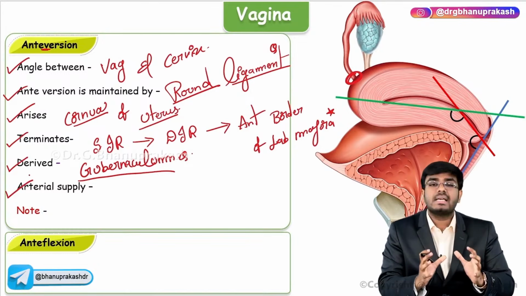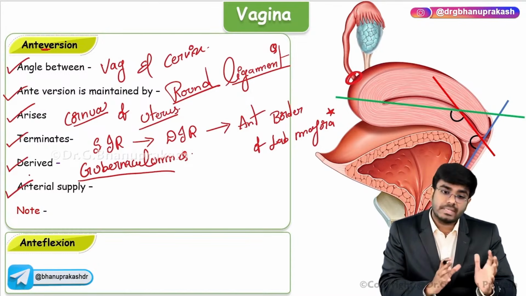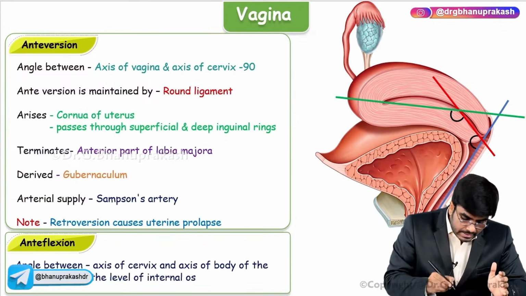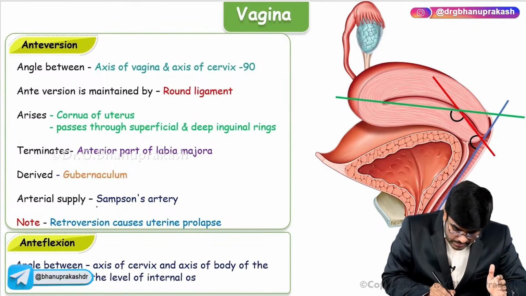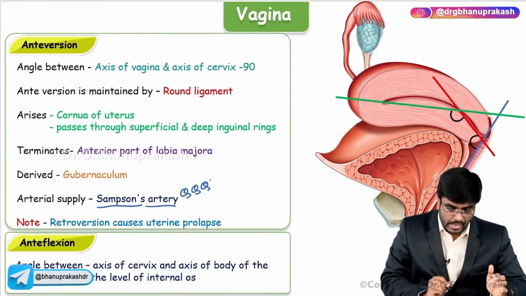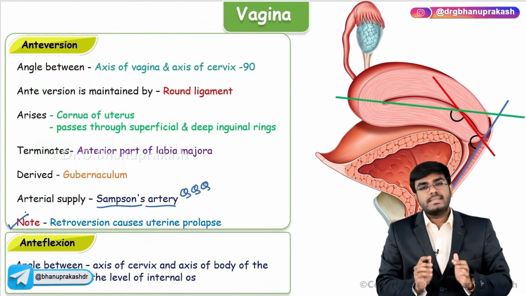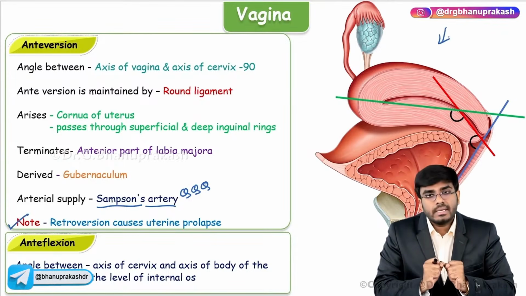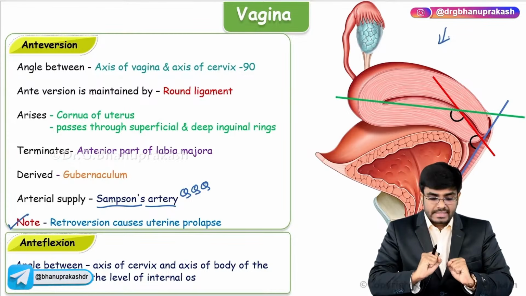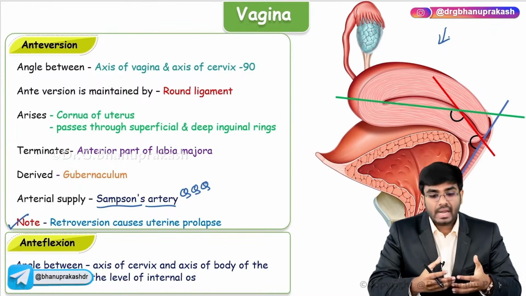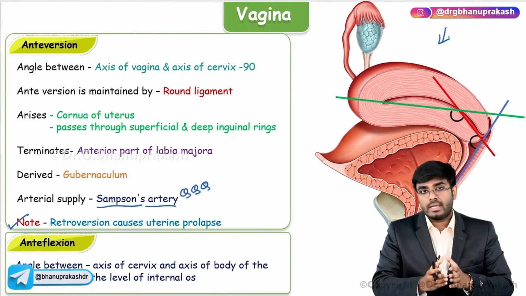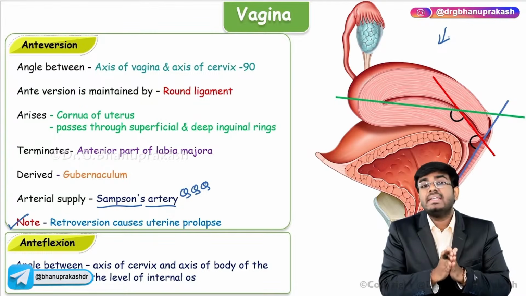And what is the blood supply of this round ligament? Because all these are questions which were asked previously. It is Sampson's artery. Sampson's artery is the artery supplying blood to the round ligament. And a very important point, guys, please look at this image. Because of the round ligament, the uterus is flexing anteriorly and the fundus is towards the anterior abdominal wall. Because of this round ligament, there is this angle of anteversion.